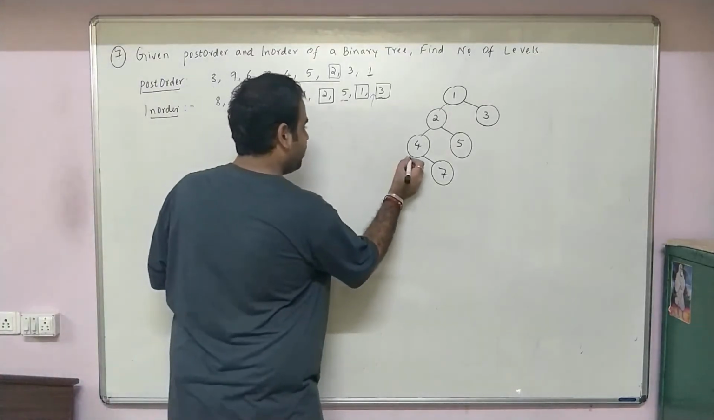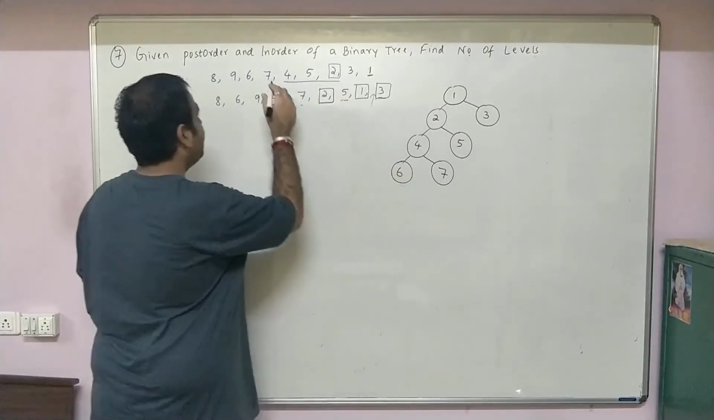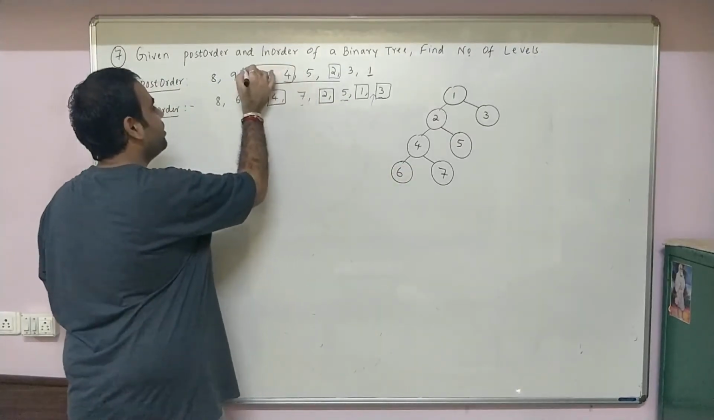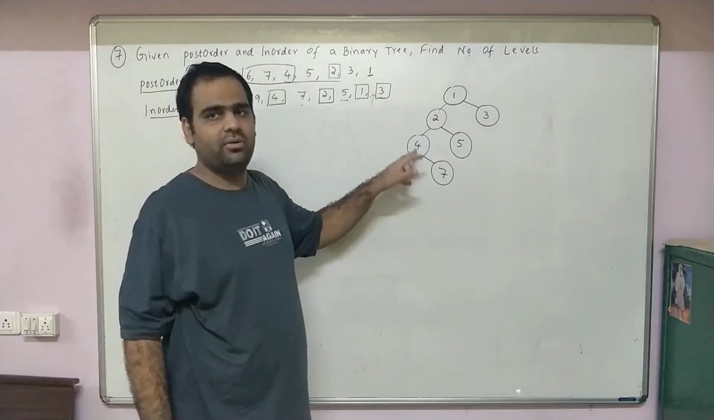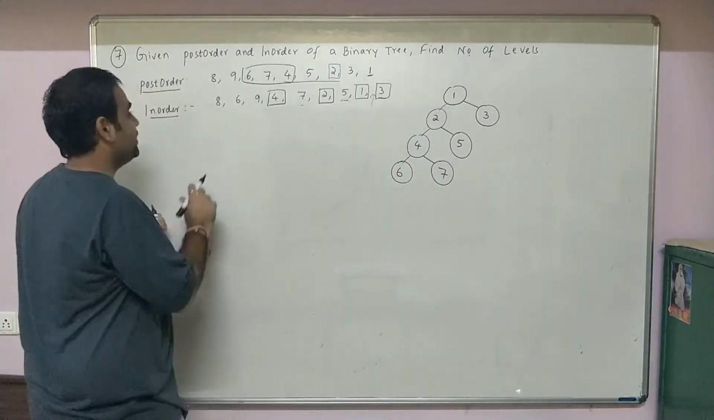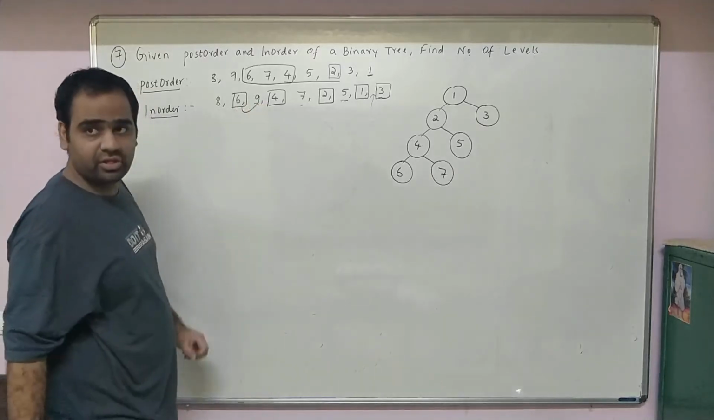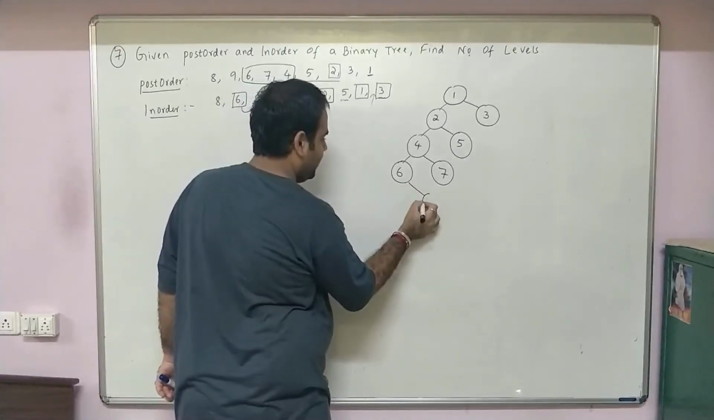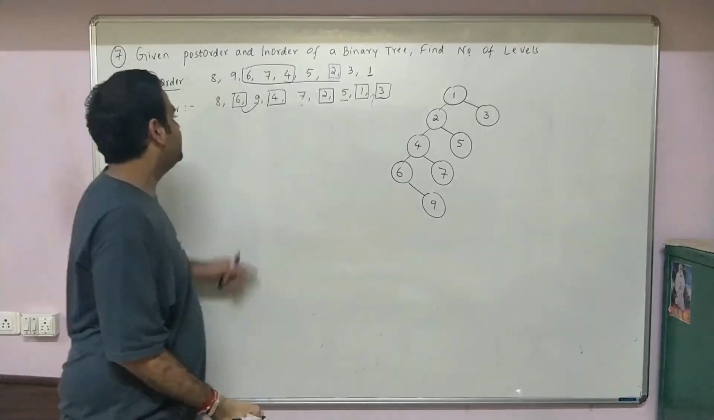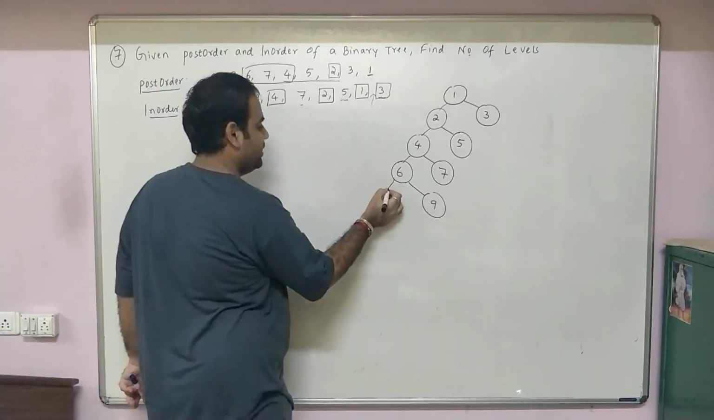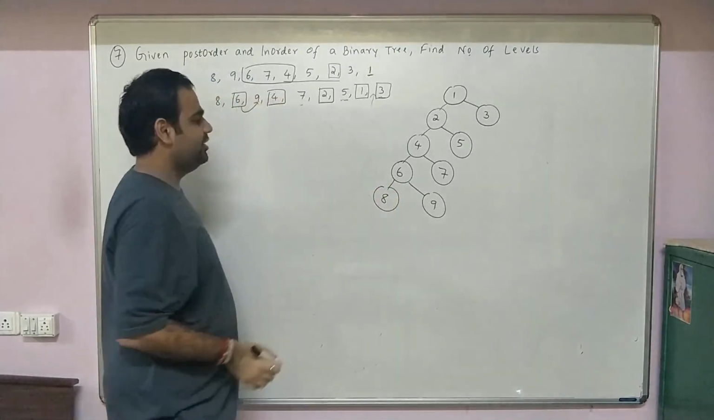Why should it be 6? Because if I consider only the tree as 6, 7 and 4, the post order traversal is 6, 7, 4. Now you search 6. Now this is 6. All the elements on RHS of 6 should be on the RHS subtree, and all the elements on LHS of 6 should be on the LHS subtree.